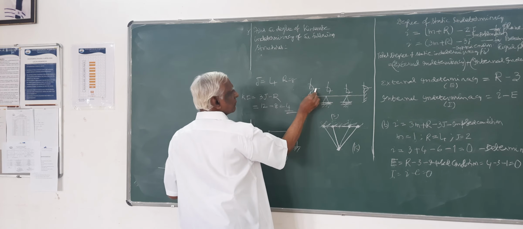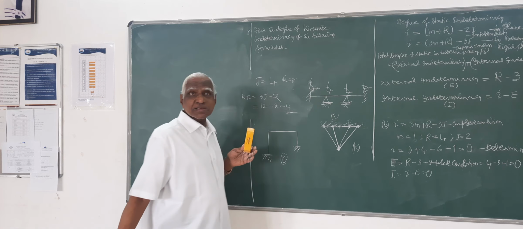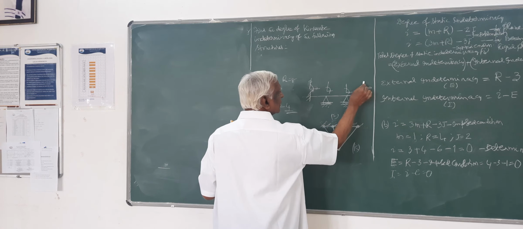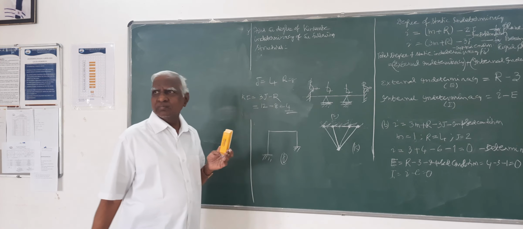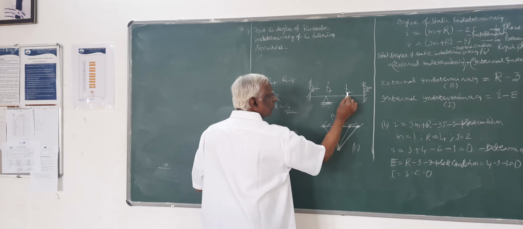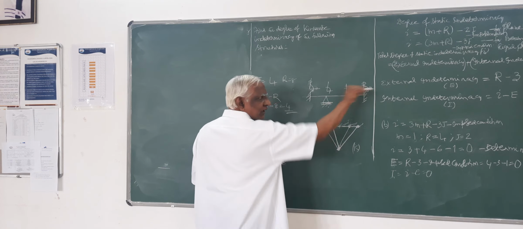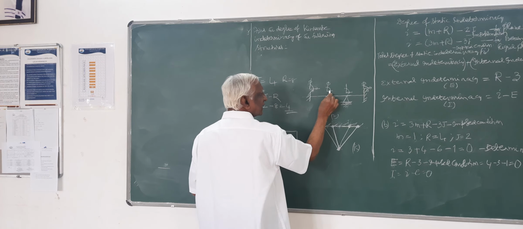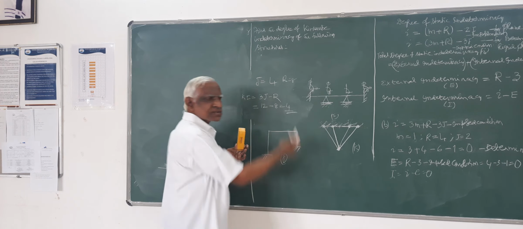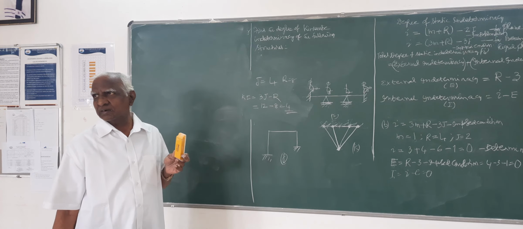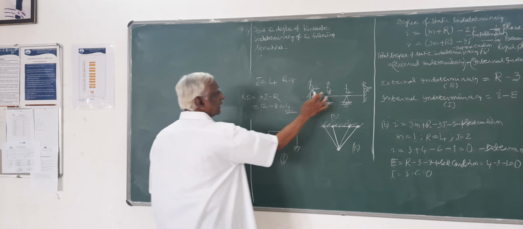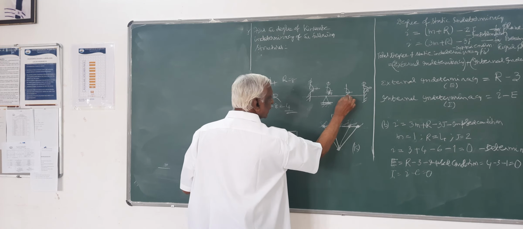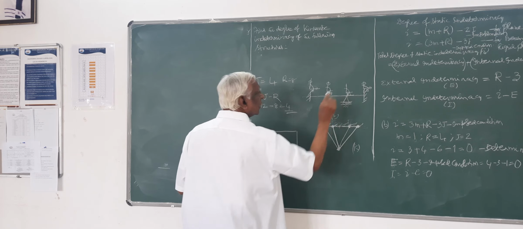So here fixed support, no displacement, 0, 0, 0. This is fixed support, no displacement. This is roller support, only displacement is there in the roller direction. There won't be any vertical displacement here, right? And rotation is possible. Rotation is possible here also.